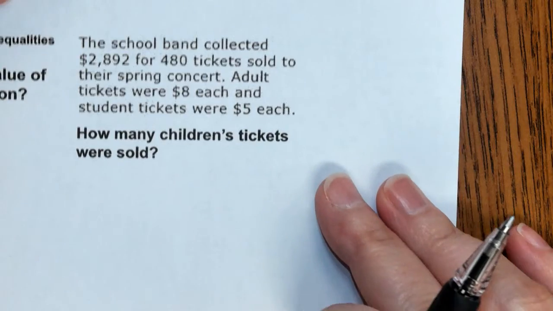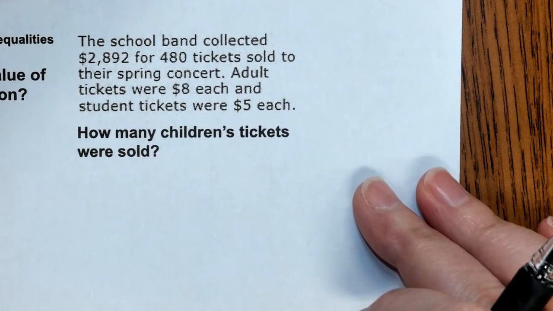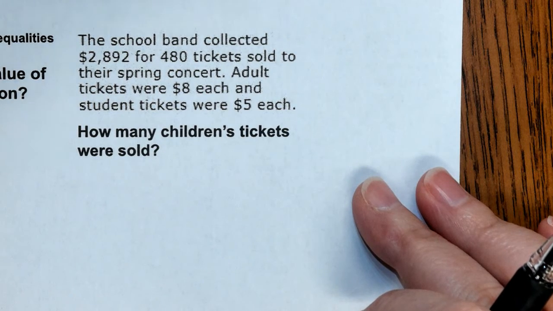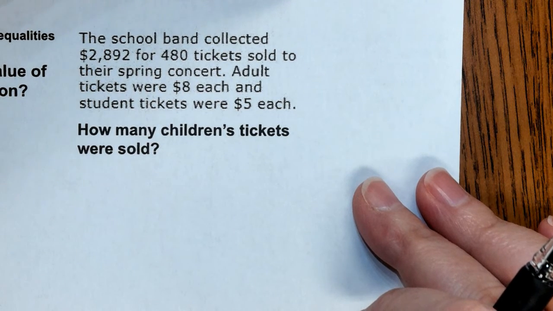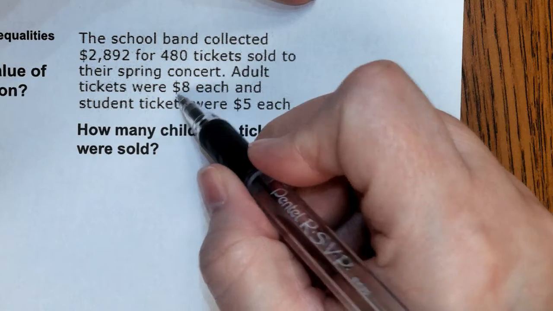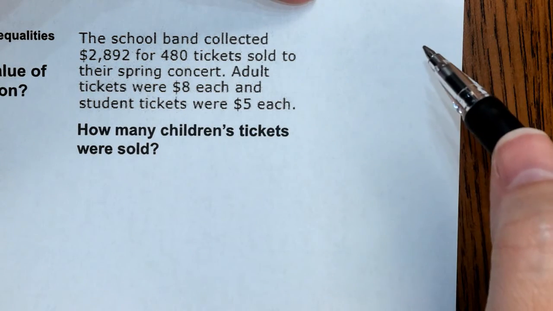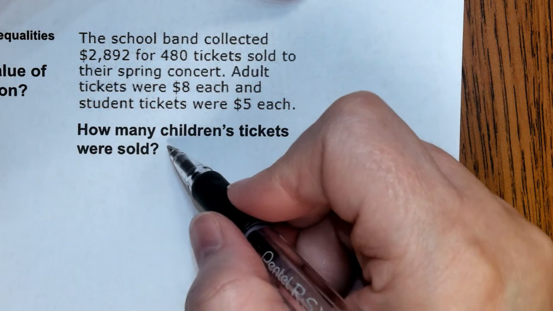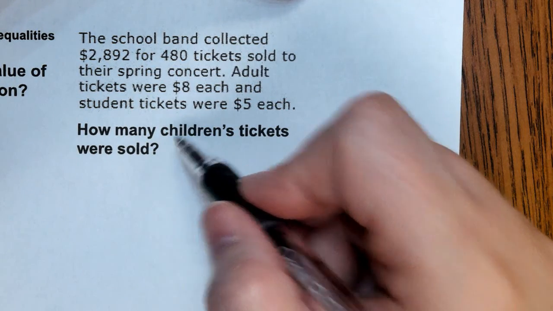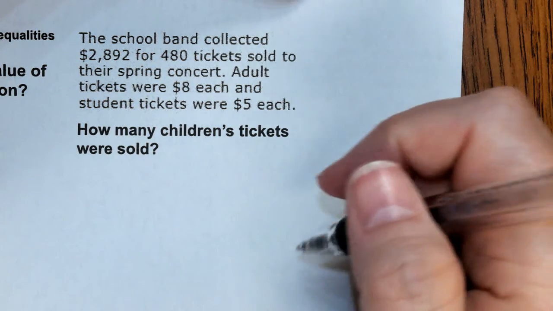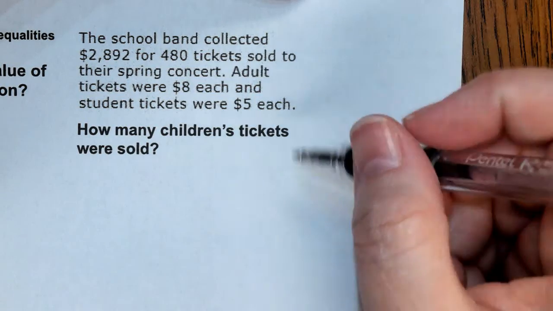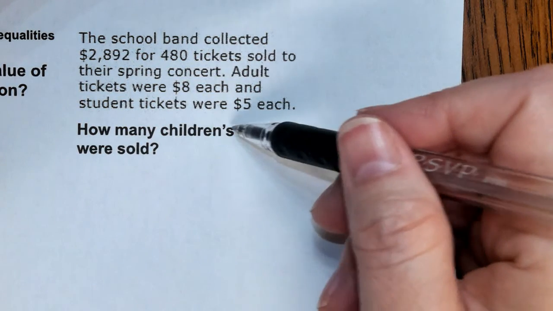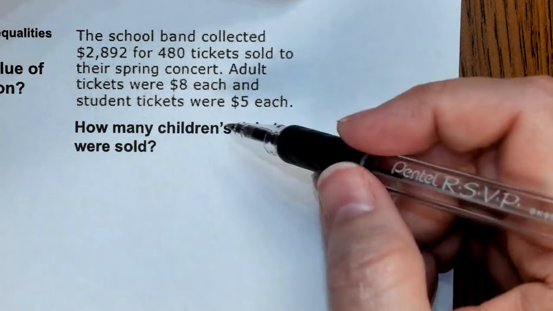Alright, this one says the school band collected $2,892 for 480 tickets sold to their spring concert. Adult tickets were $8 each, and student tickets were $5 each. How many children's tickets were sold? I'm assuming children's is student. I don't know why they switched the words there. That was probably just an accident on my part, because I typed this part, so I just wasn't paying attention.